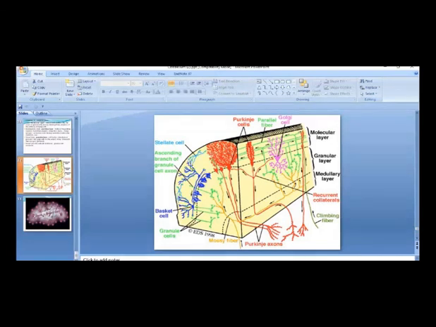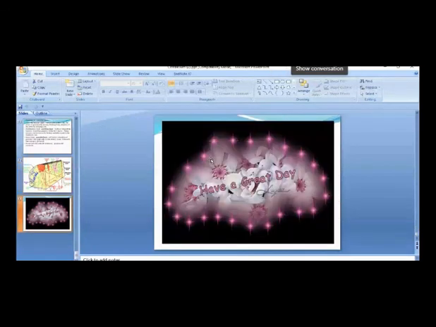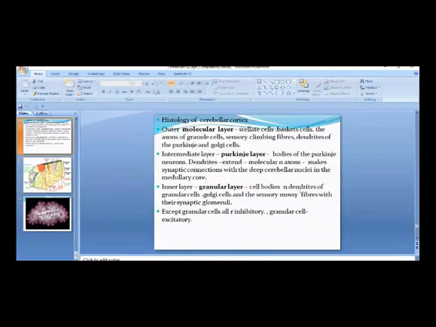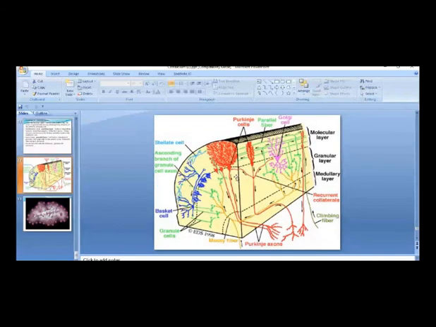So in the molecular layer we get, look here, basket cells and ascending fibers of granule cell axons. In the granular layer, what is happening? Look here, in the granular layer, the cell bodies and dendrites of the granule cells are present, along with Golgi cells and sensory mossy fibers with the synaptic glomeruli. So first you have to remember this.